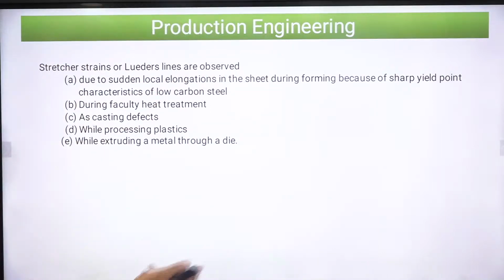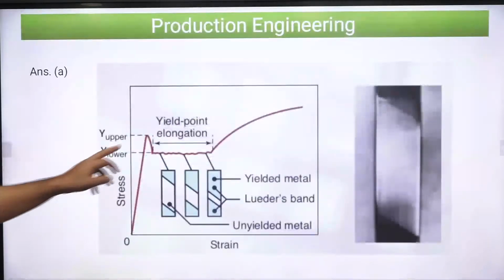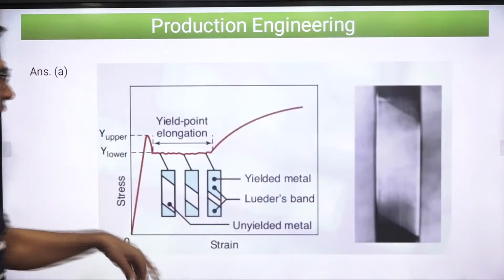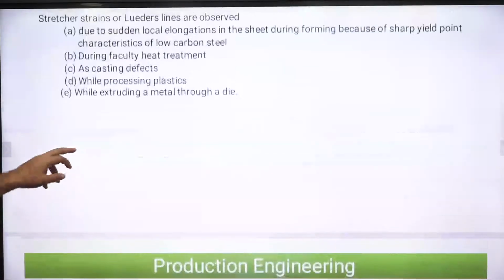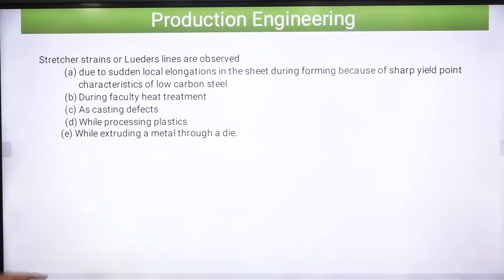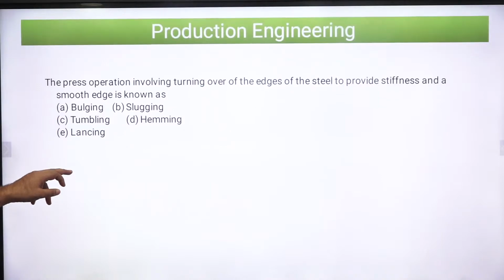So we call it a yield point elongation, that you also see in the normal stress strain diagram for mild steel, or that is related to the type of behavior we call a stretcher strain or Luder's line. Okay, so let's go to the next one.